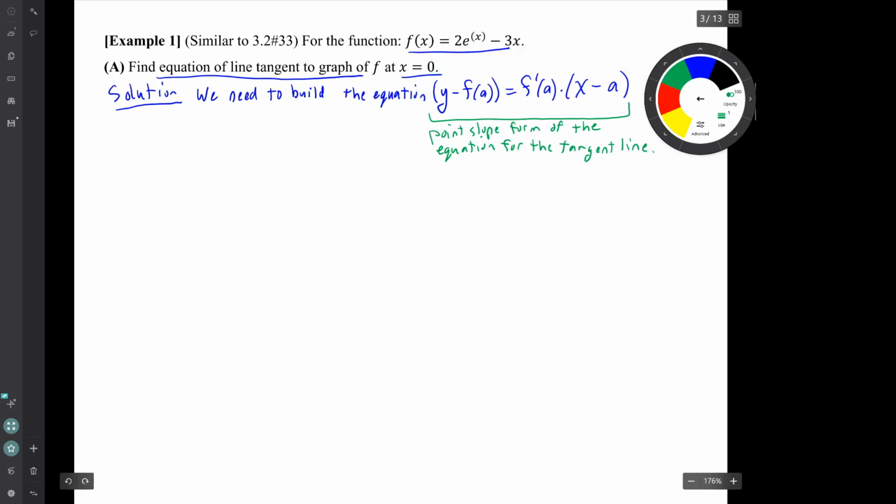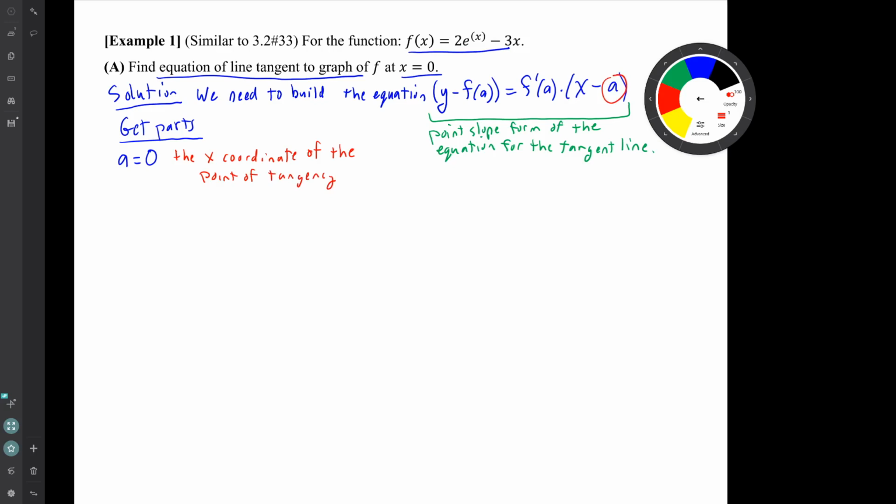And remember the general approach, we start by getting parts. So in this equation, we're going to need an a, we're going to need an f parentheses a, and we're going to need f prime parentheses a. In this equation, that letter a is playing the role of the x-coordinate of the point of tangency. We are given that in the problem statement. The line is tangent at x equals 0, so that's telling us that a is equal to 0.